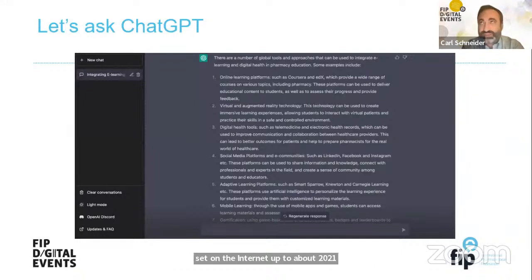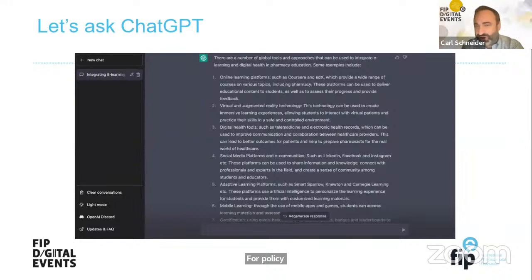And it encompasses data from user data, social media data, such as Reddit, Wikipedia. So it doesn't exclusively provide academic data or scientific data. And I asked ChatGPT, what should I talk about for this topic for pharmacy educators? And they provided this response.